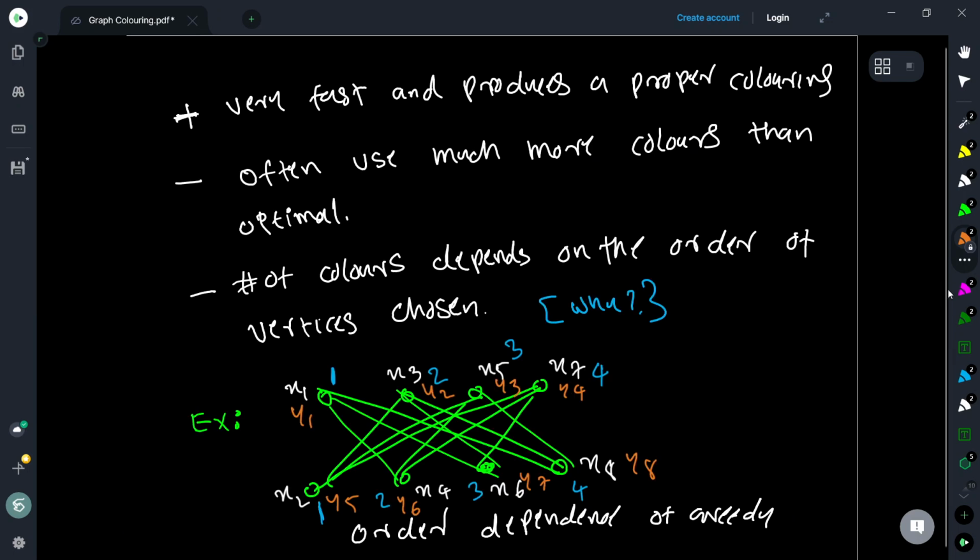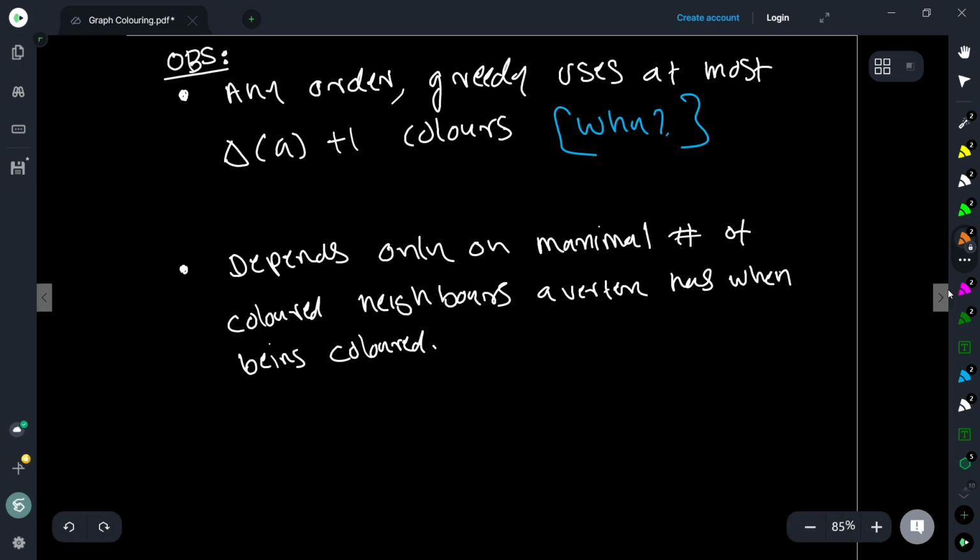The algorithm works by picking a vertex, looking at the pre-colored neighbors, and then trying to give this vertex a color which is not used in the neighborhood. If you understand that, then it should be immediately clear that greedy uses at most delta of G plus 1 colors. Again, I have left the reasoning for you so that you can try to frame it in a nice way on your own and then write this observation with some reasoning.